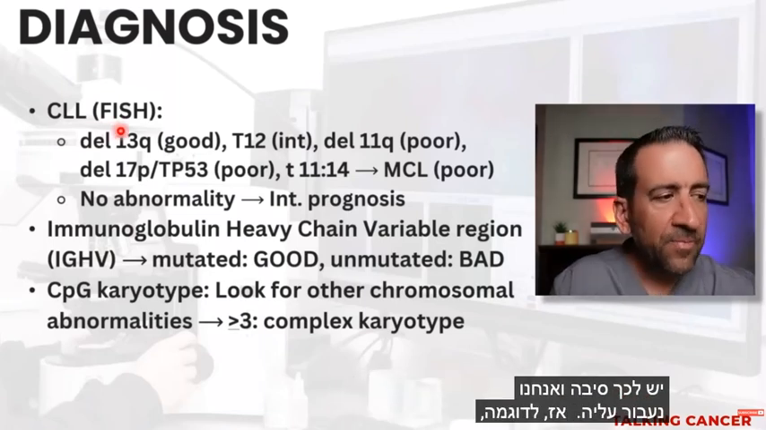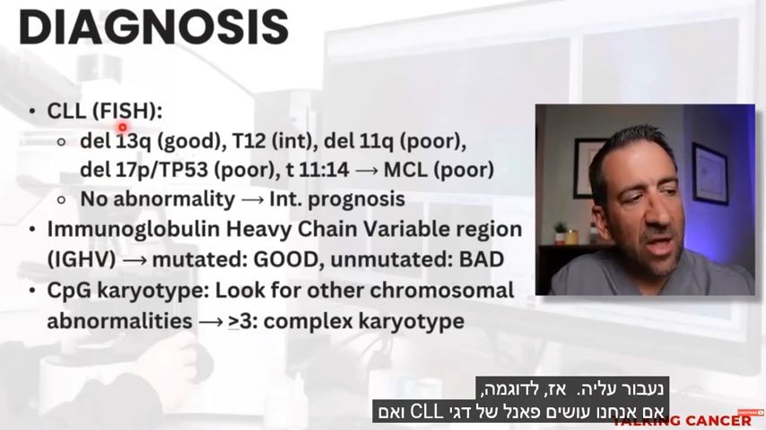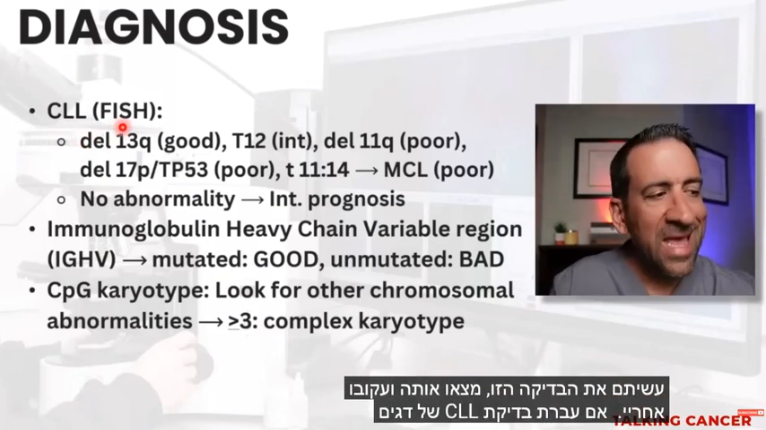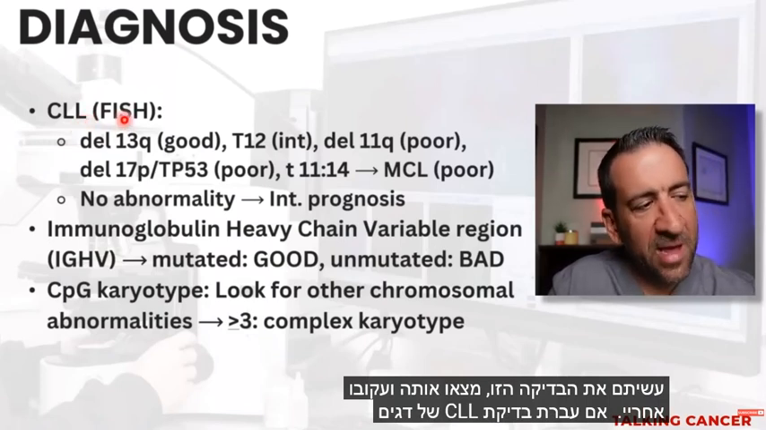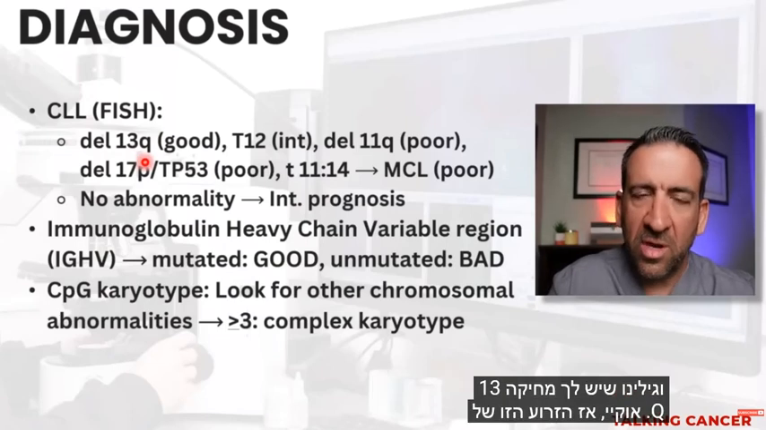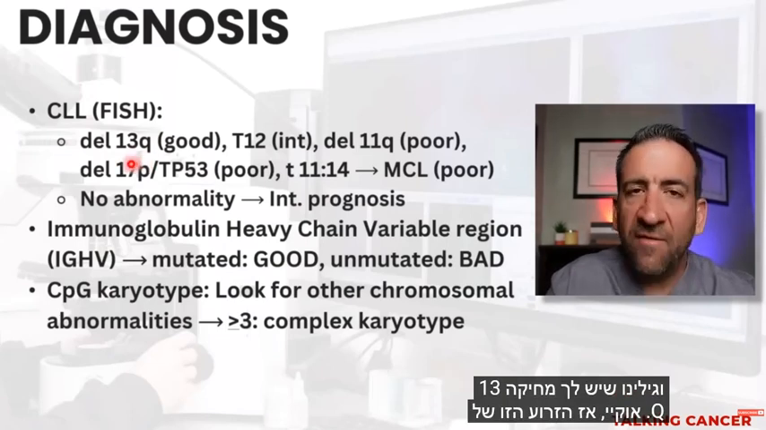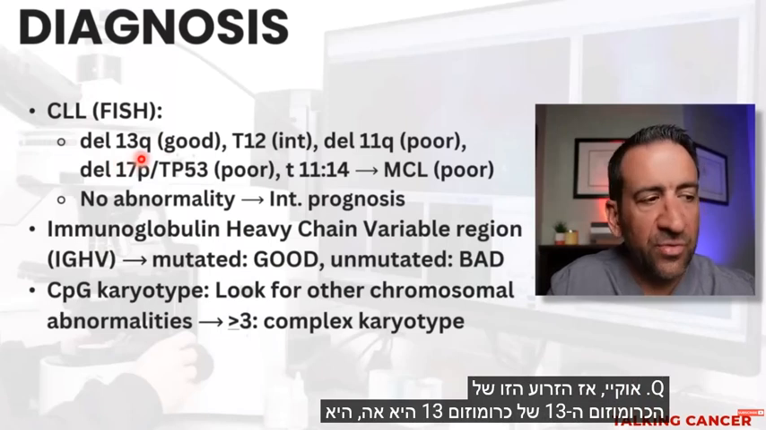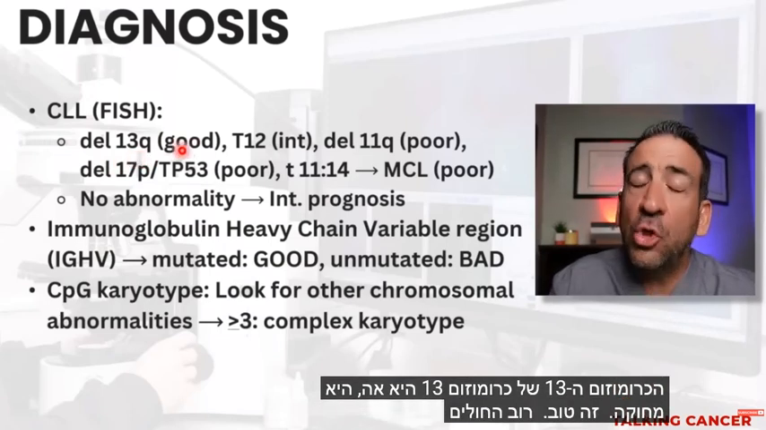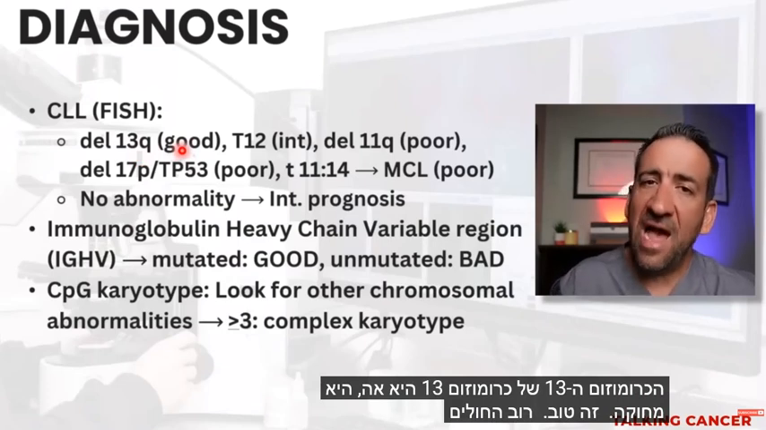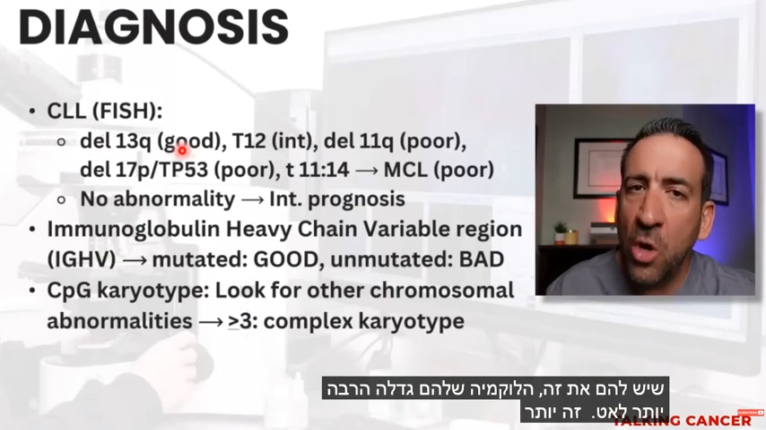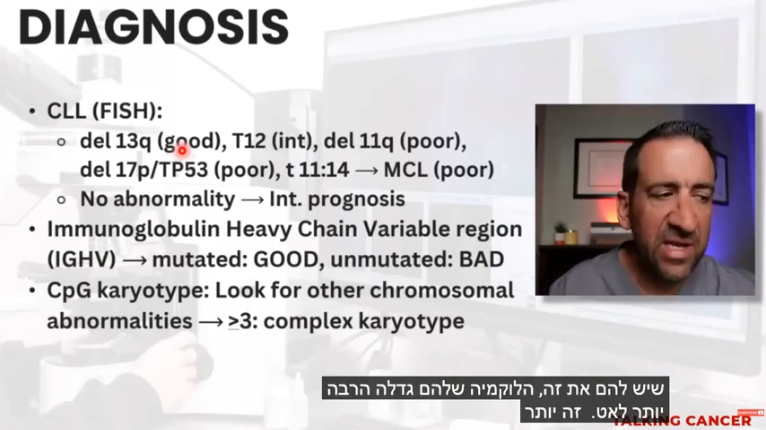So, for example, if we do a CLL FISH panel, and if you've had this test, find it and follow along with me. If you've had a CLL FISH panel and we find that you have a deletion 13q, okay? So that arm of chromosome 13 is deleted, that's good. Most patients that have this, their leukemia grows a lot more slowly. It's more of an indolent CLL.